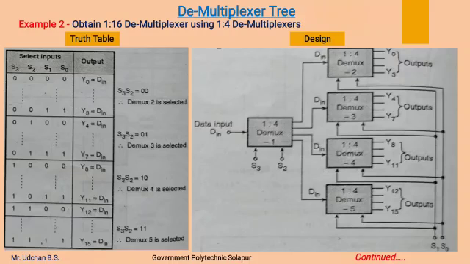Now next we will see the 1:16 demultiplexer construction using a 1:4 demultiplexer. Here we have to obtain a 1:16 demultiplexer, so there should be 4 select lines, S0, S1, S2, S3, and depending on the status of S3, S2, S1 and S0, we will get data input over any one of the output lines of the 1:16 demultiplexer. So this is the design. We will see how this design came into the picture.